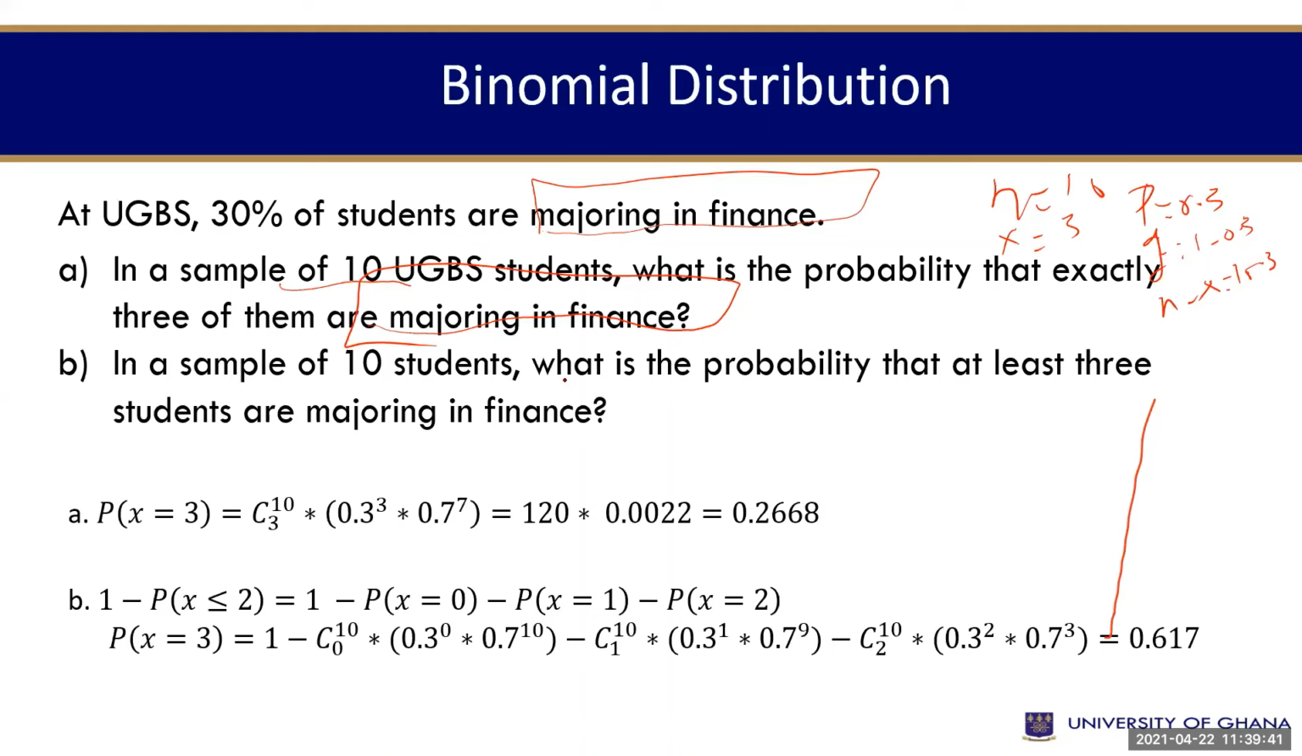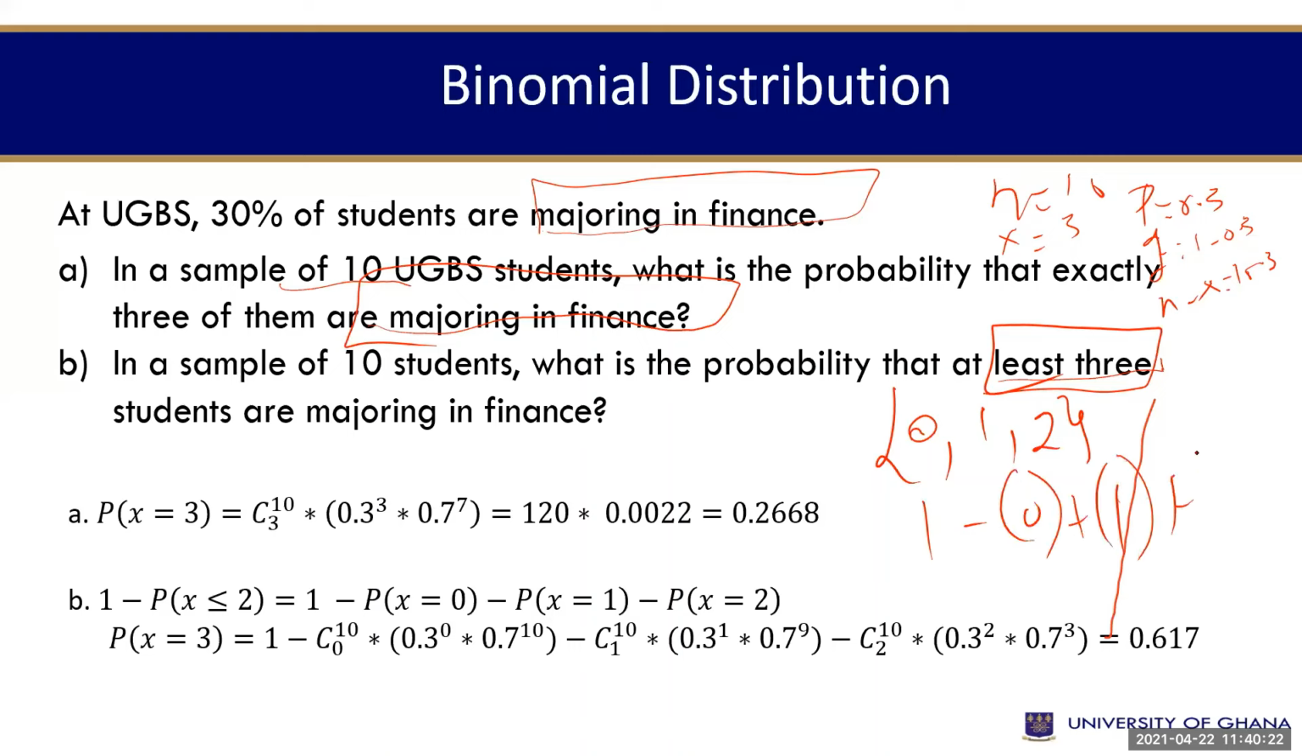In the third sample, what is the probability that at least three students are majoring in finance? At least three means three or more. Do you remember that? If so, then we have to do 3, 4, 5, 6, 7, 8, 9, 10, which will take a longer process. So all that you do is find the probability that is less than 3, meaning 0, 1, and 2. Find this probability and subtract it from 1. So the probability that you have 0 plus the probability that you have 1 student, plus the probability that you have 2 students, subtracted from 1, should give you the probability you are looking for, so that you don't go around doing at least three students and you are doing 3, 4, 5, 6, 7, 8, 9, 10, adding all of them.